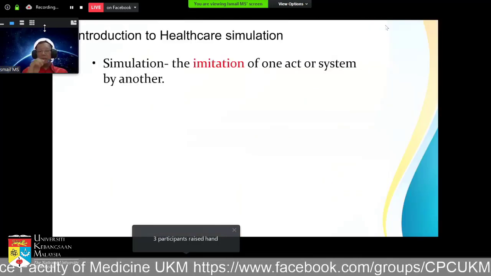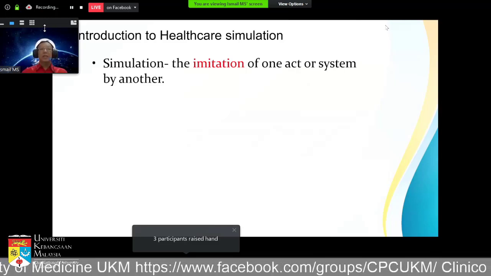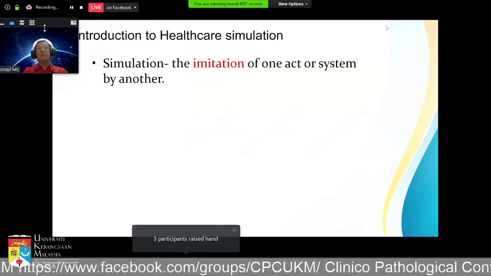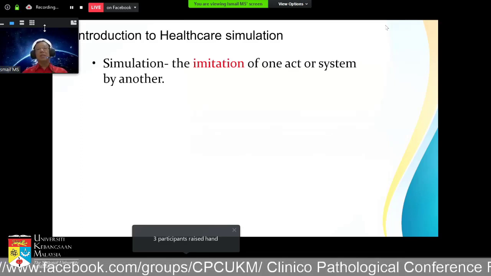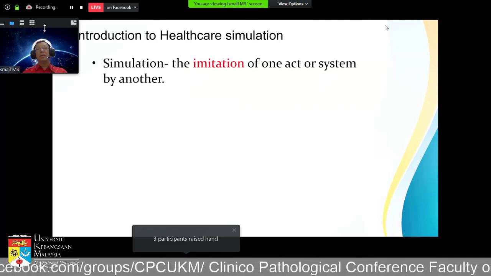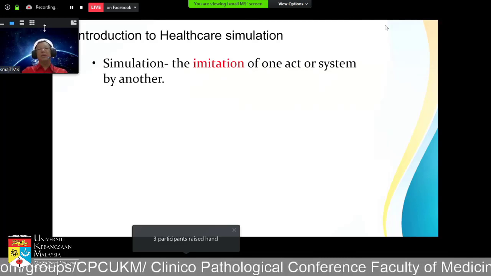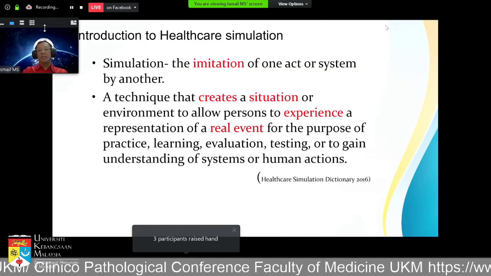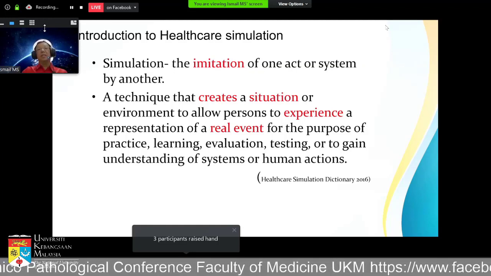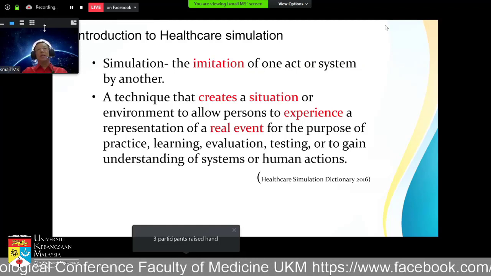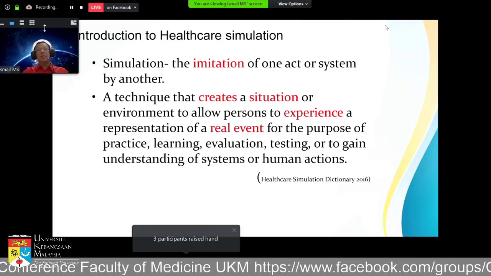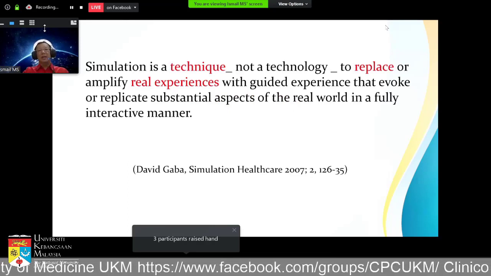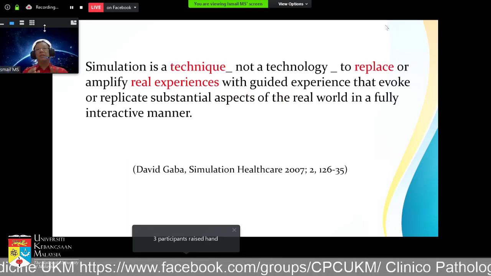But let me tell you that simulation is not just that. Simulators have been given the main crux of simulation, but simulation in education per se is not about the simulators. It is about a technique of how you imitate the real thing. A definition from the Dictionary of Healthcare Simulation defines simulation as a technique that creates a situation that allows the person to experience a real-life event. So simulation is the technique and not the technology. When I say technology, we are referring to the simulators.